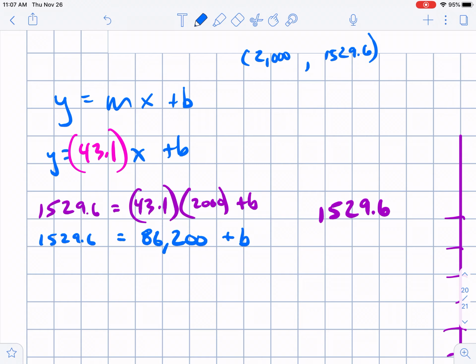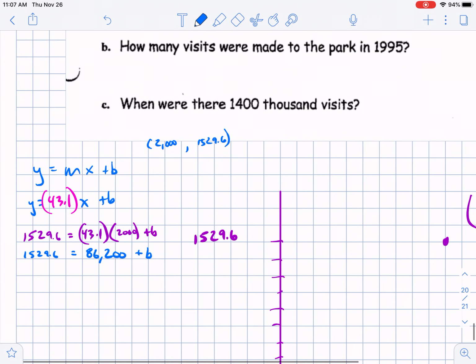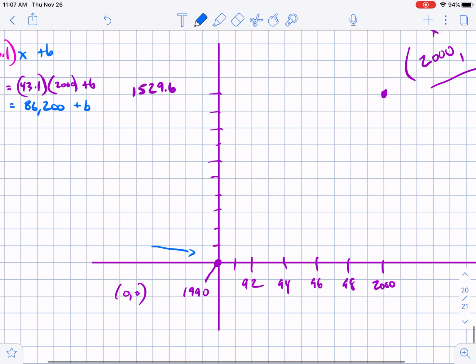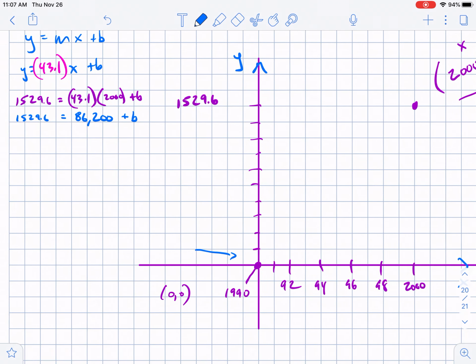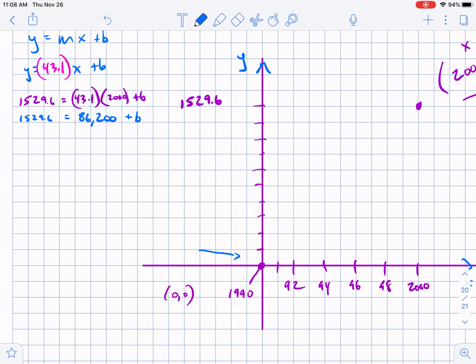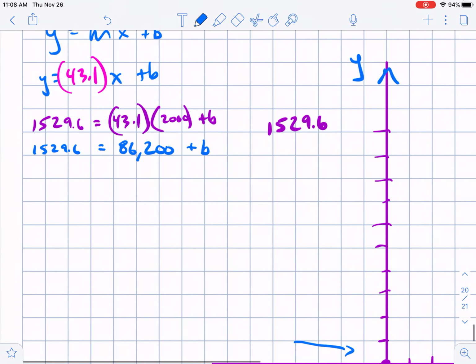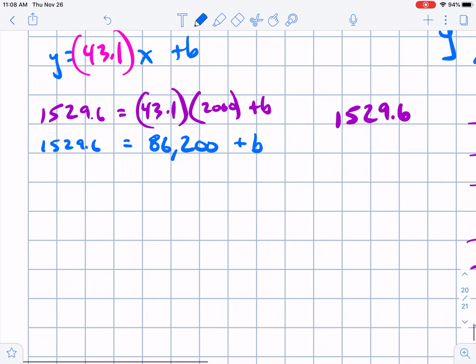We go 43.1 thousand for every year. And we have this point, the year 2000, which we did time on the x-axis. This is your x-axis. And we did numbers on the y-axis. And each year that we go forward, we would add another 43.1 thousand. So, I'm going to take 86,200, and I'm going to subtract it from both sides.